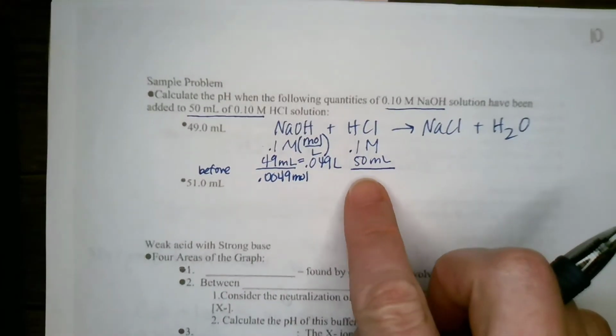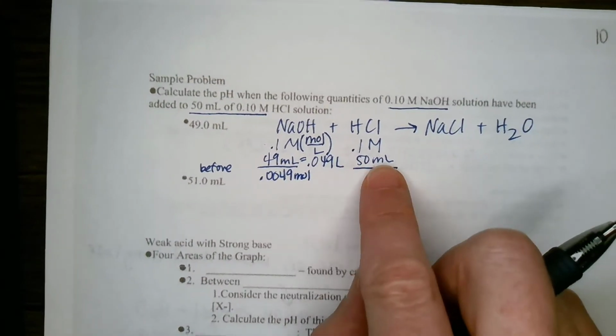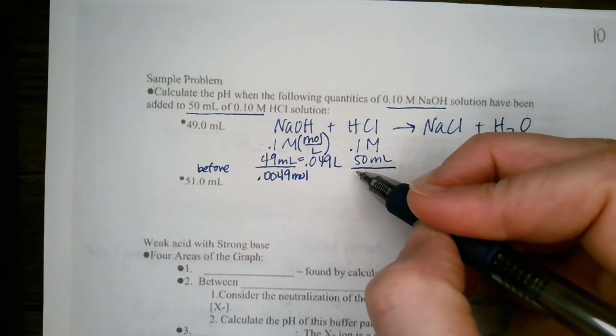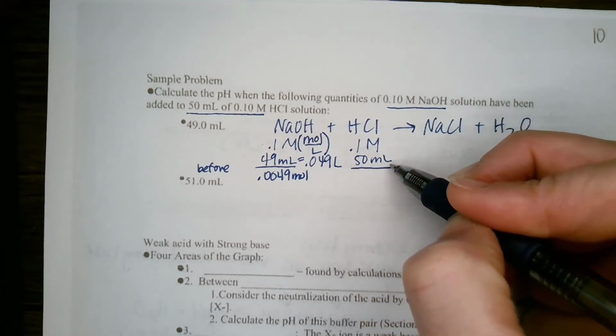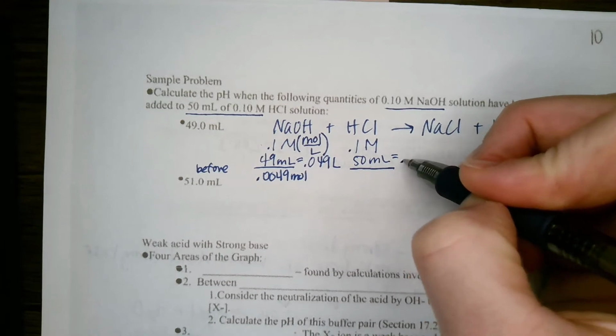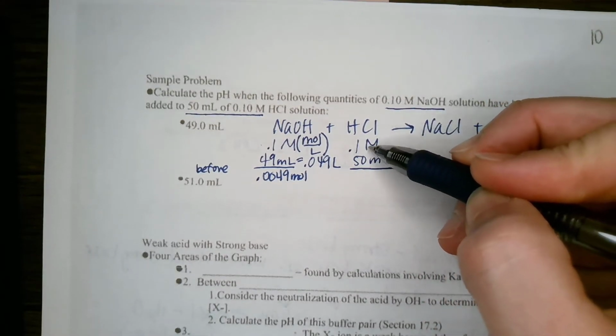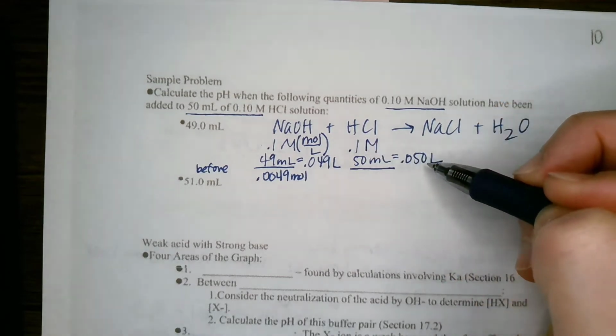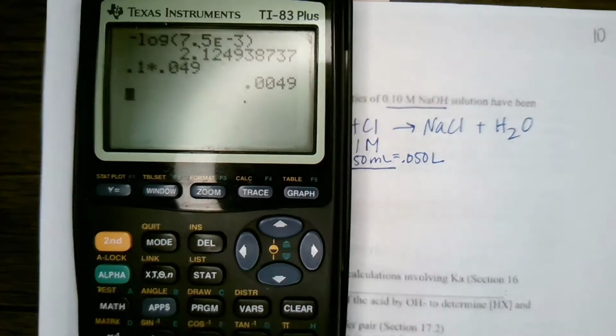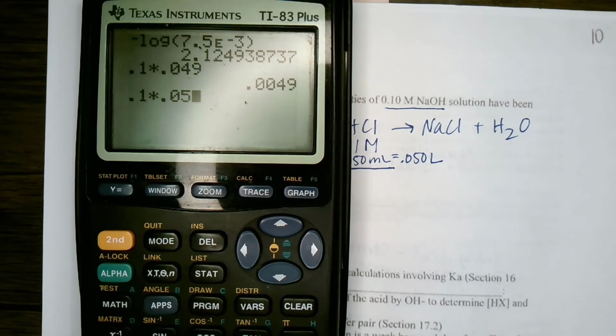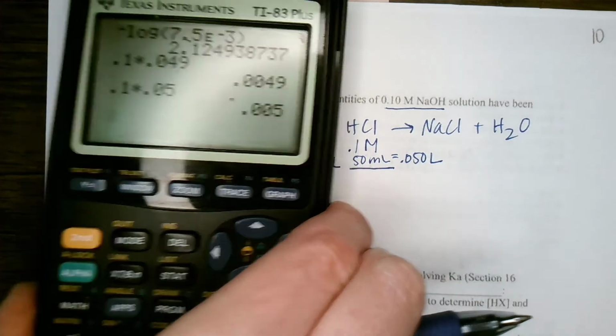And I'm going to do the same thing with my HCl. So this would be 0.050 liters. So I'm going to do 0.1 molar times 0.05. I get 0.0050.